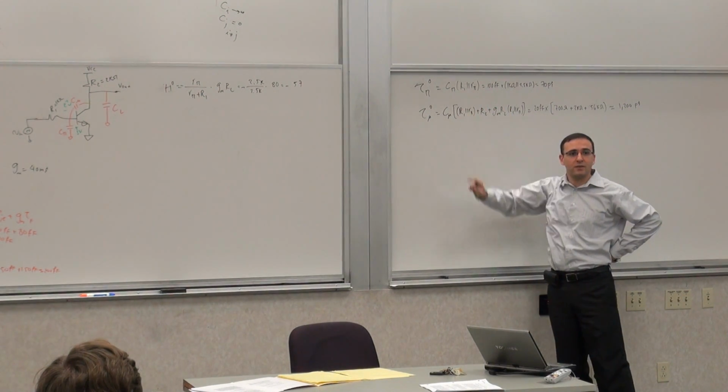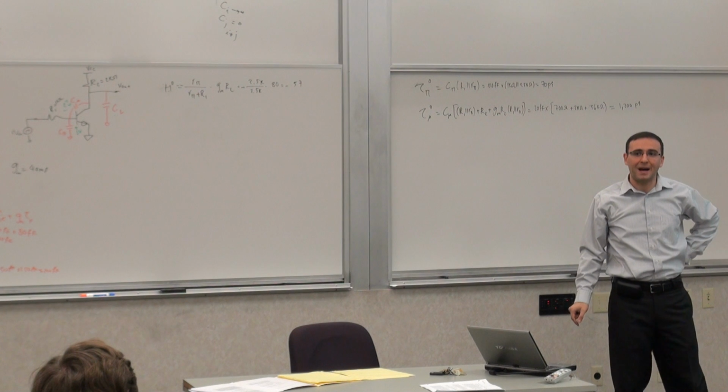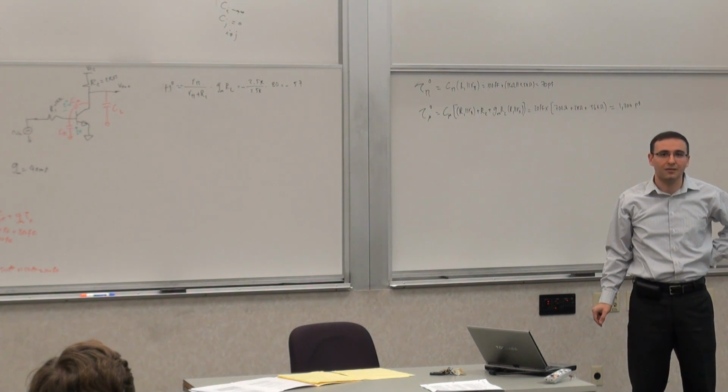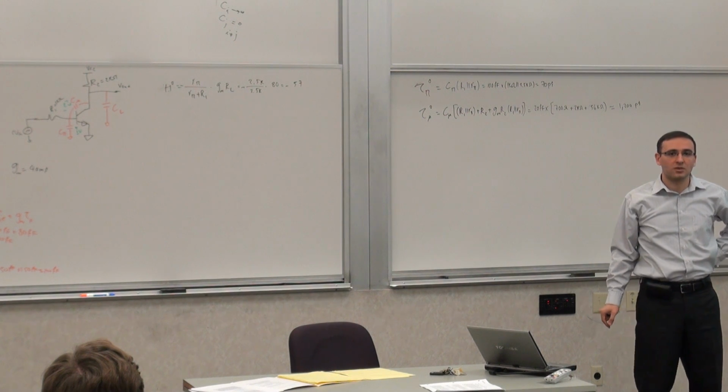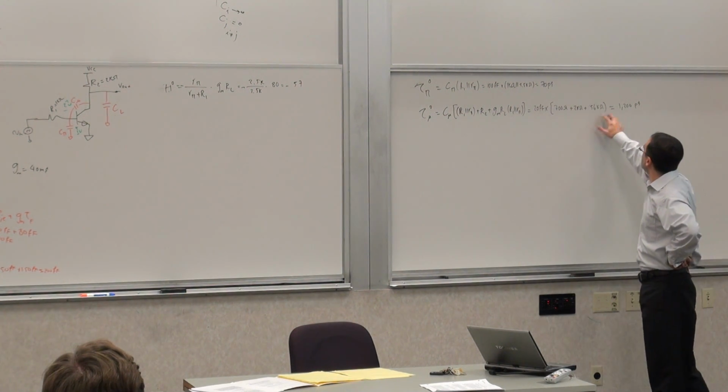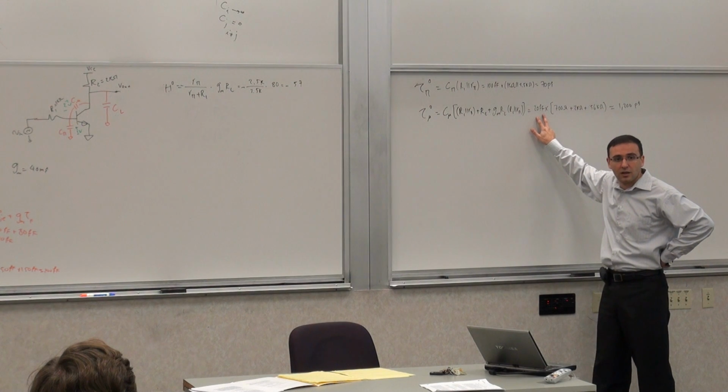C mu is 1/5 of that capacitor. So it's not the size of the capacitor that matters by itself. It's where it's connected that matters in terms of the time constant. Right? So here, you basically have a very small capacitor that causes you a lot of trouble.